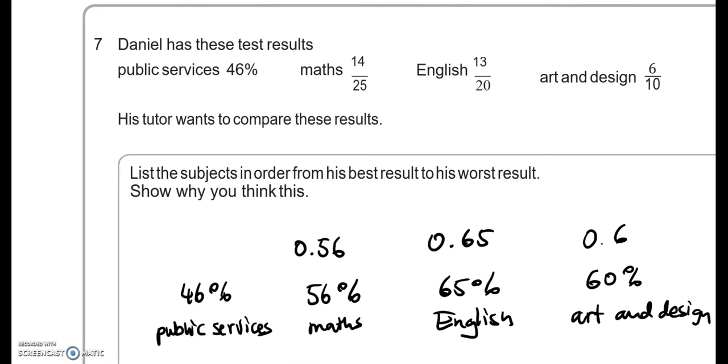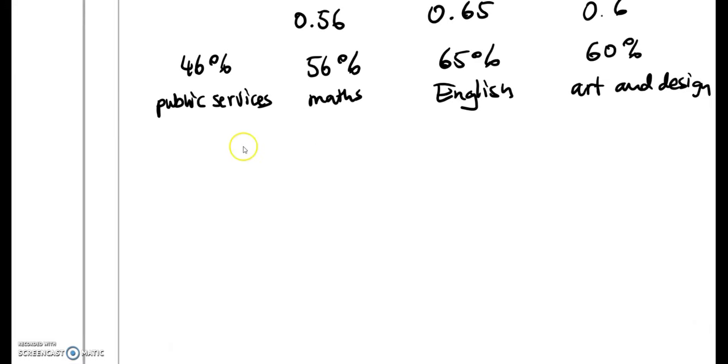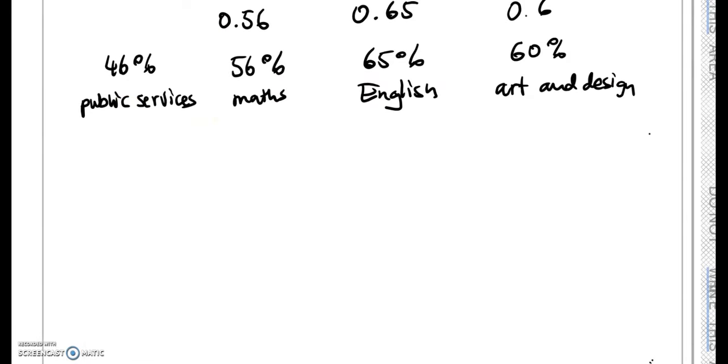Now it's easy to compare them, and we've got to get them from the best result to the worst result. As we can see, the best result is for English, then we have art and design, then maths, then public services. So we're going to write this down.